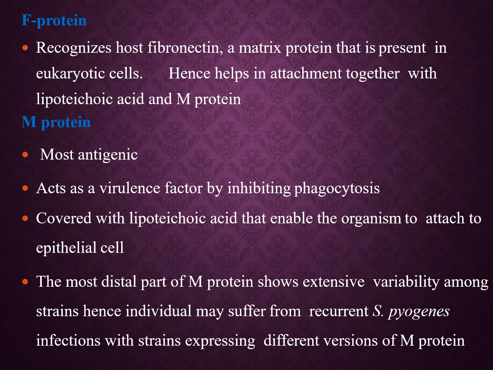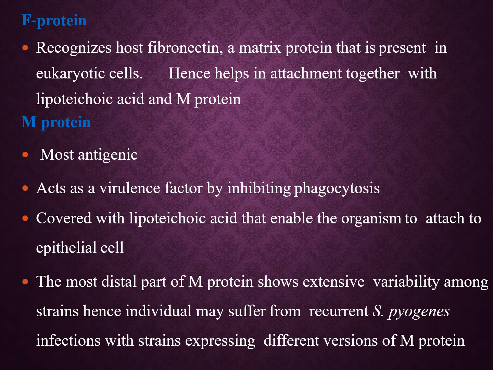And the next one is M protein. So the M protein is the most antigenic. It acts as a virulence factor by inhibiting phagocytosis. It is covered with lipoteichoic acid that enables the organism to attach to the epithelial cells of the host.